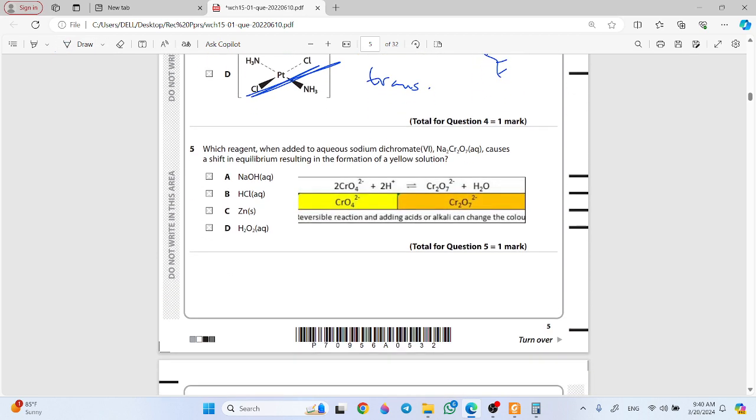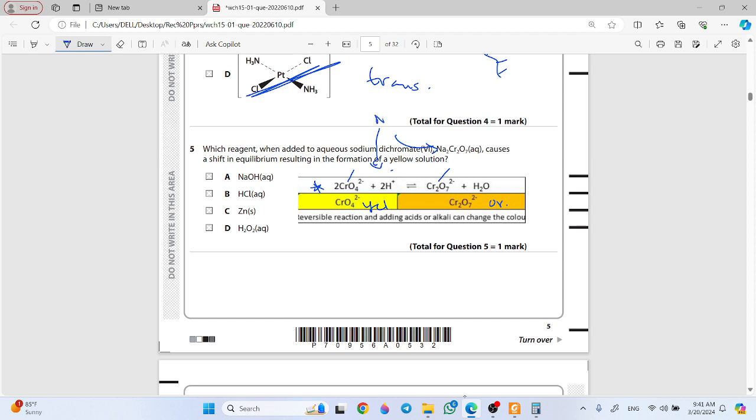Next one. This reaction is also important, children. You have to know about this dichromate and chromate thing, right? So CrO4 2-, that is chromate, converts into dichromate, Cr2O7 2-. In this reversible reaction, remember the colors: CrO4 2- is yellow and Cr2O7 2- is what, children? Orange. Now look, if you put any amount of acid, what will happen? The equilibrium shifts forward. That means yellow can change into orange.